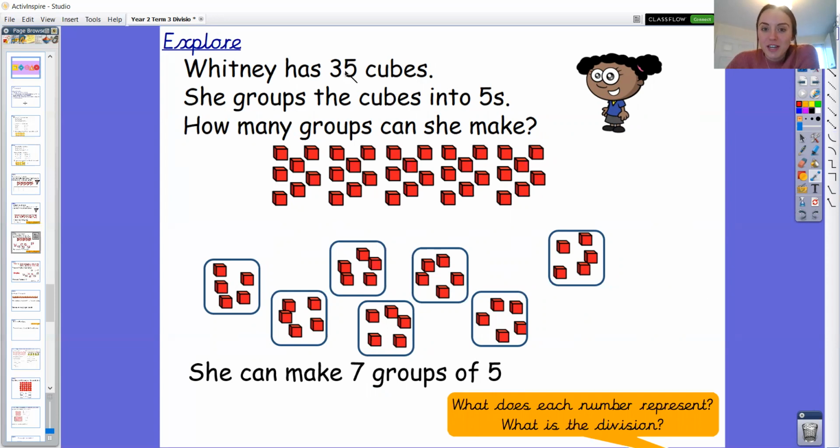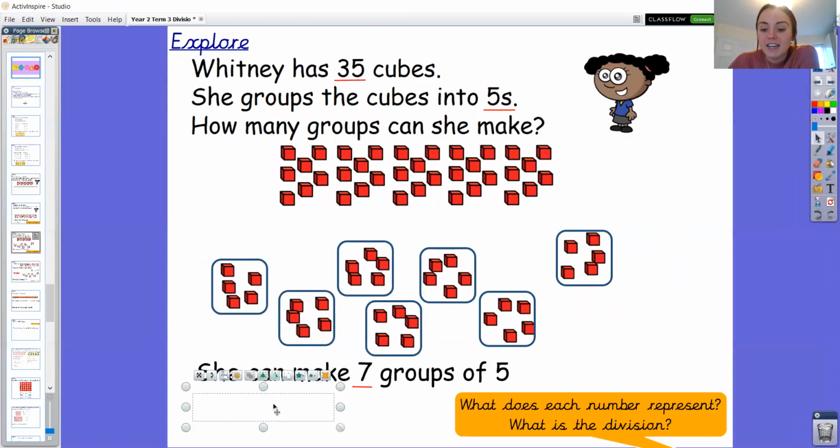Well done, year two. So 35 still represents the whole amount, so the total amount of cubes altogether. The number 5 represents the number of cubes inside each group. And the number 7 represents how many equal groups she can make. So the division, again, is 35 divided by 5 equals 7.